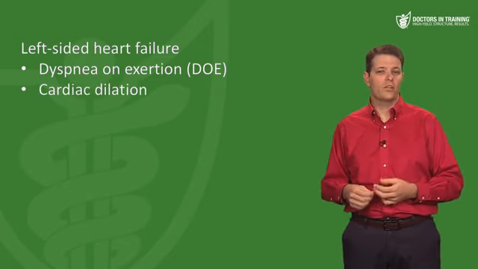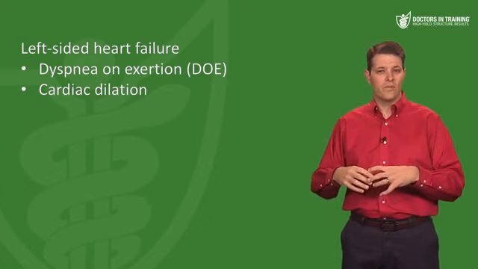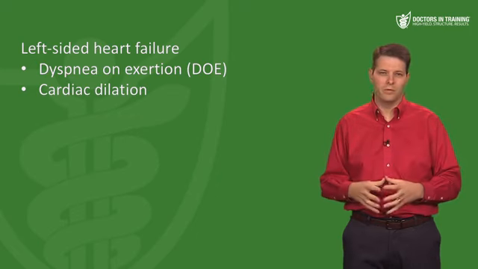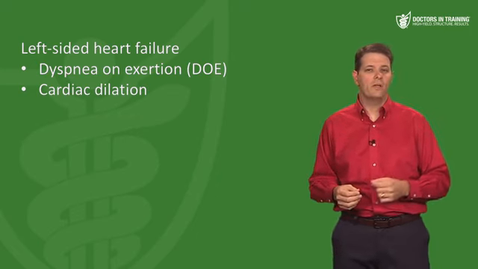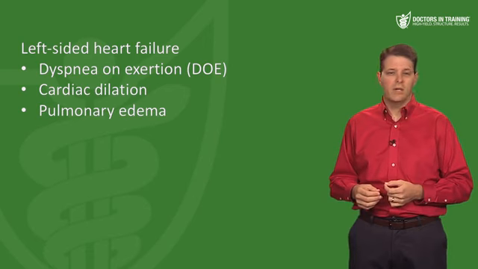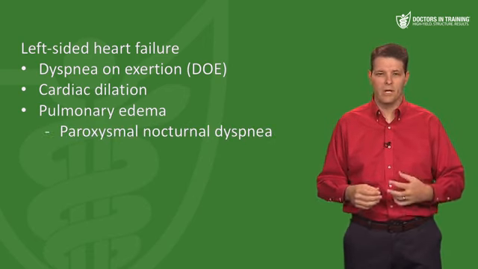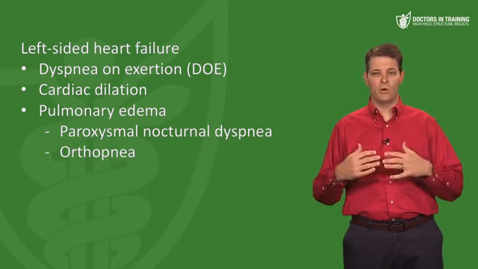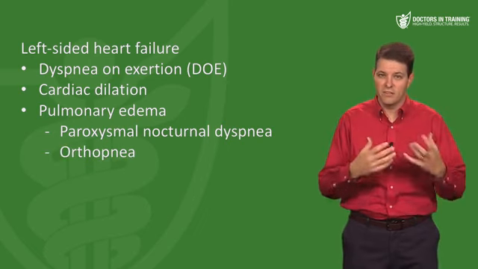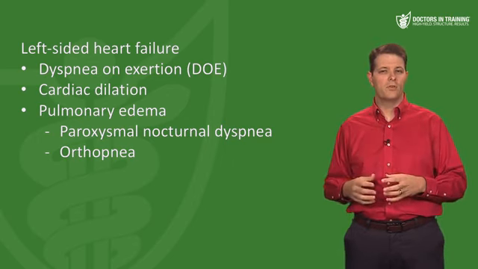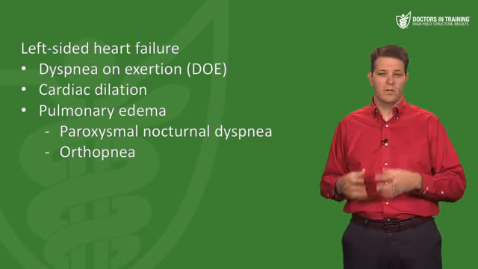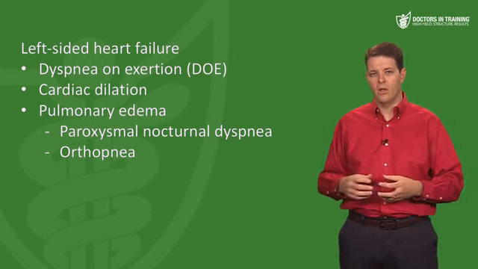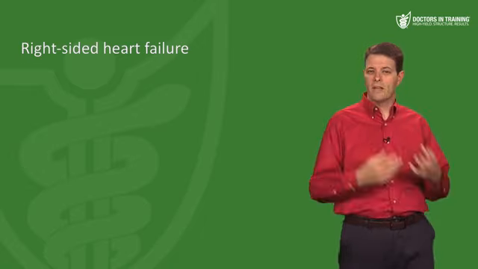Left-sided heart failure can also cause cardiac dilation because you have a greater ventricular end diastolic volume. So the heart just gets bigger and bigger over time, kind of like you're blowing up a balloon. Left-sided heart failure can also lead to pulmonary edema, as we discussed. And you can have paroxysmal nocturnal dyspnea, where the patient wakes up at night gasping for breath. And you can also have orthopnea, where the patient gets short of breath when lying down, but then it gets better when he or she sits up. So all of those symptoms are due to left-sided heart failure. When you see pulmonary symptoms in heart failure, think left-sided heart failure. L for left and L for lungs. Now, what about right-sided heart failure?